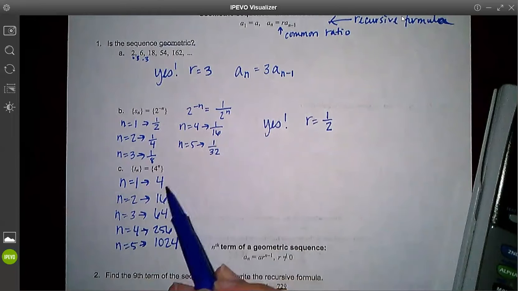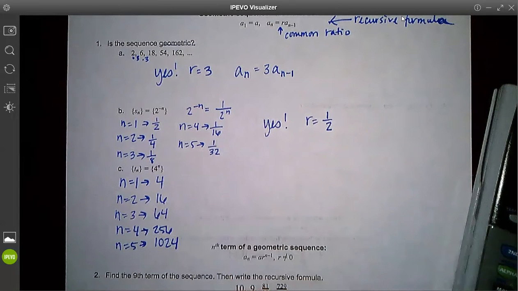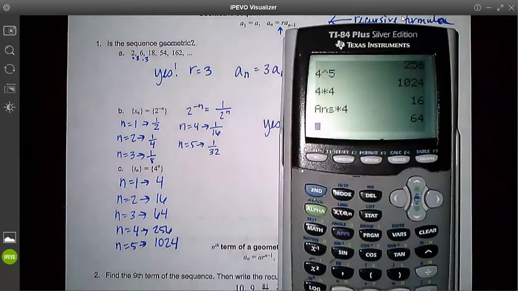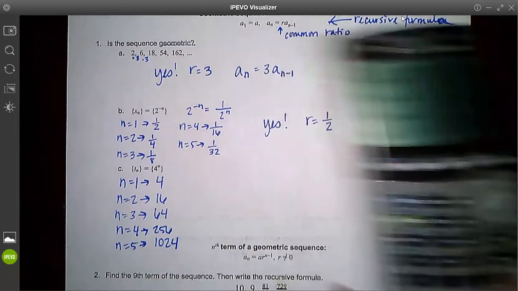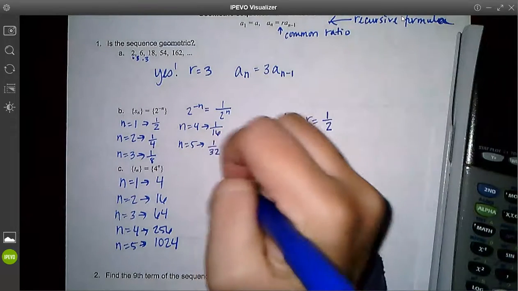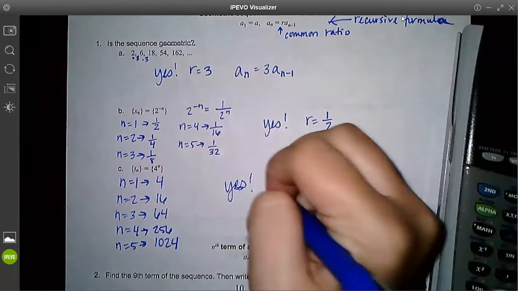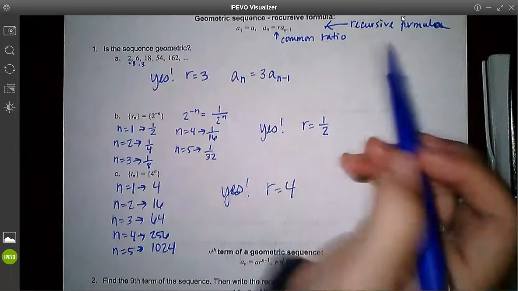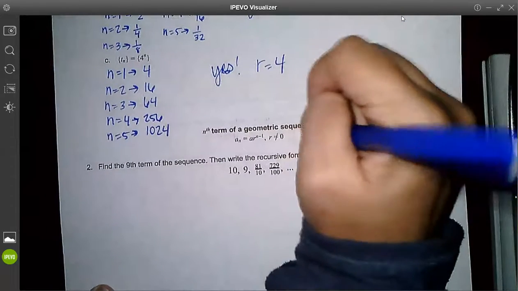Now what am I doing each time? So 4 times 4 is 16. 16 times 4 is 64. 64 times 4 is 256. 256 times 4 is 1024. So yes, this is geometric, and our common ratio is 4. We're multiplying each one by 4. The one above was our recursive formula. For the nth term, this is our explicit formula.